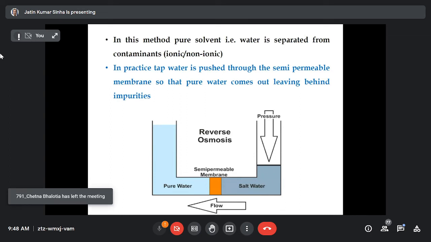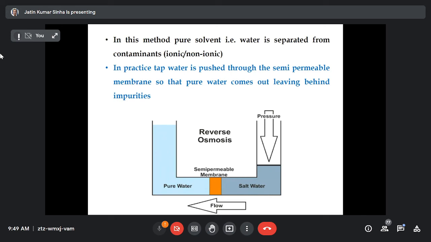But if you apply the pressure on the right hand side, what will happen? Only the water part from this will pass through that semi-permeable membrane and go to the other part. So after some time, the highly concentrated water of salts will be on the right hand side, and the other compartment will fill with pure water. Okay, did you get that, students?